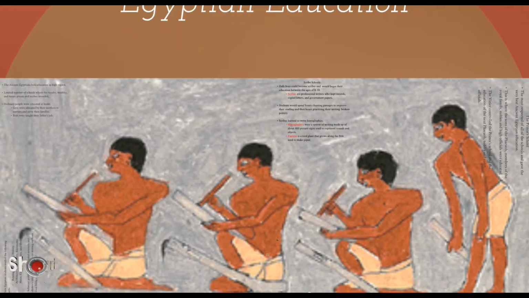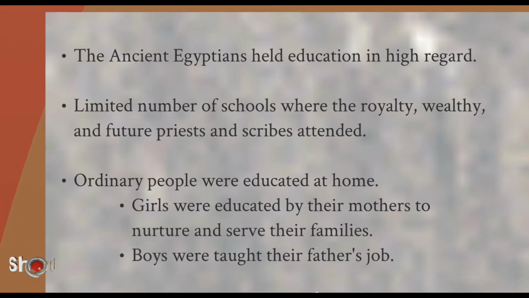Egyptian education. The ancient Egyptians held education in high regard. There were a limited number of schools where the royalty, wealthy, and future priests and scribes attended. Ordinary people were educated at home. Girls were educated by their mothers to nurture and serve their families. Boys were taught their father's jobs.